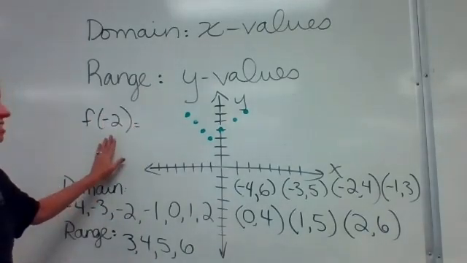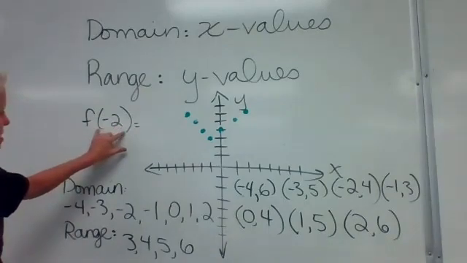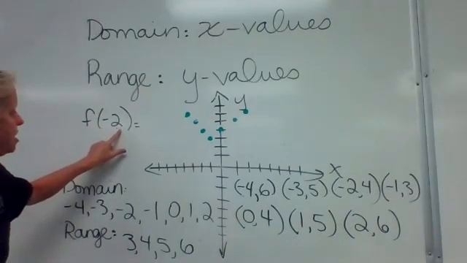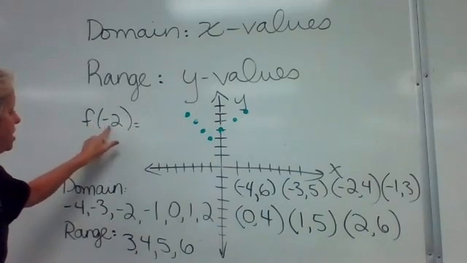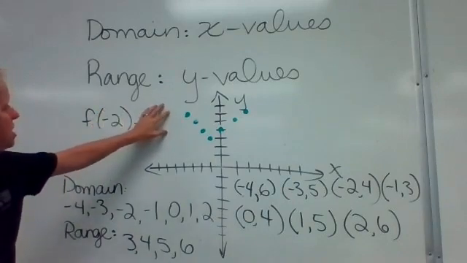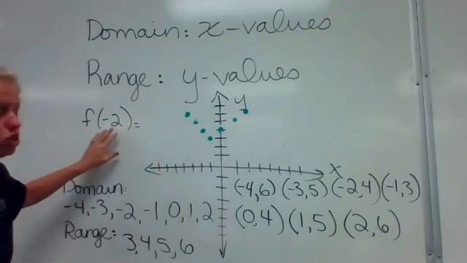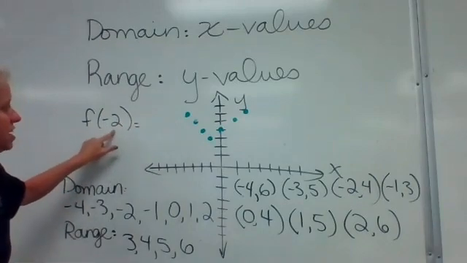So what this is asking me, if there's a number inside these parentheses like this, this is the X. It wants to know what is f of -2, or in other words, what's going to be the Y number or numbers that goes with the X being -2.